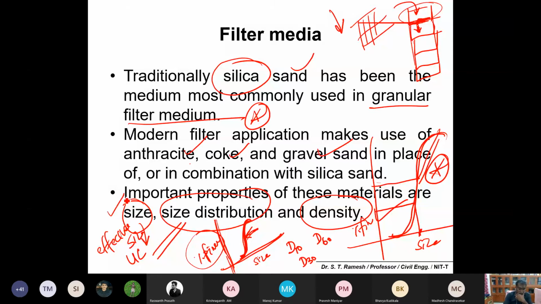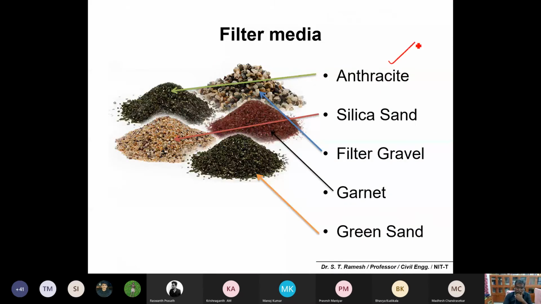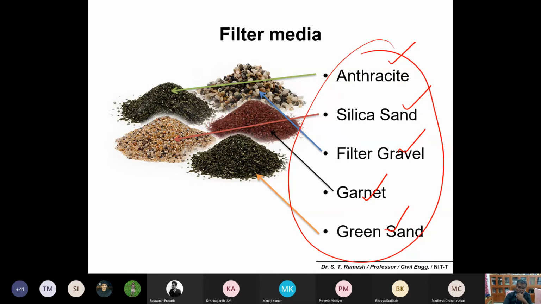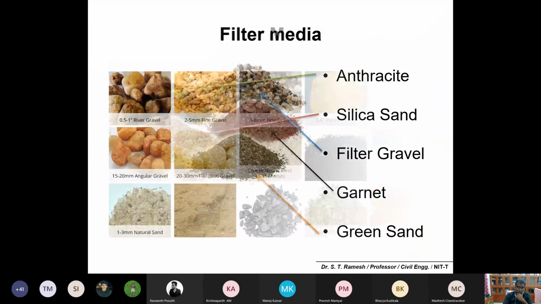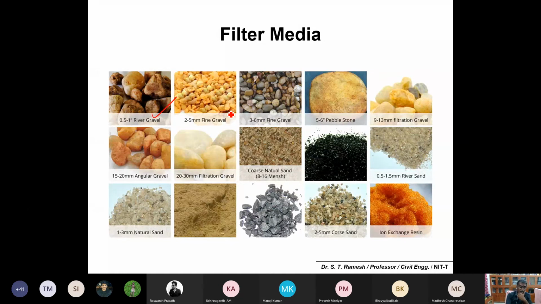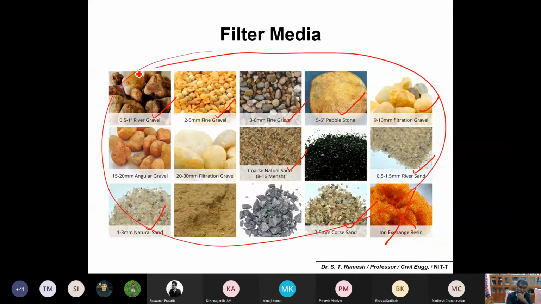Size of the material, size distribution, and density of the material are important to select a better material for your filter packing. Anthracite coal is used, silica sand is used, filter gravel is used, garnet sand, and also green sand. You can use them in different combinations or a single one as filter media. Different filter medias are river sand, 2 to 5 mm fine sand, gravel, pebble stones, filtration gravel, coarse natural sand, and also resin. Please make a note of this.